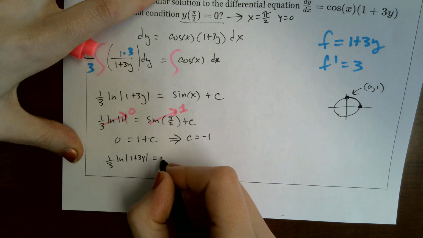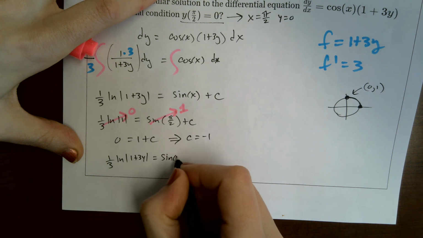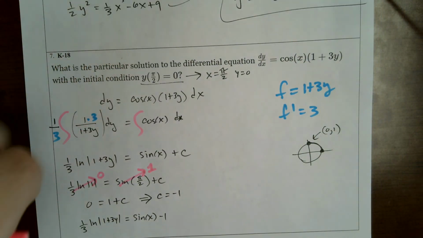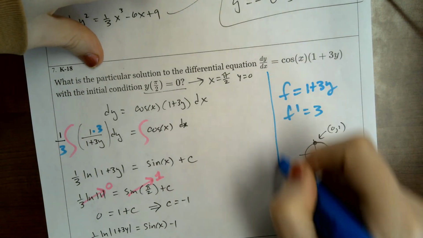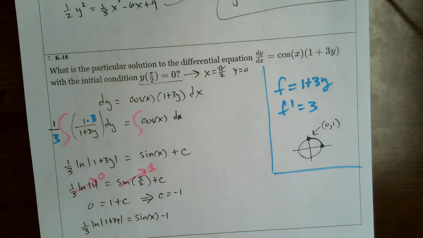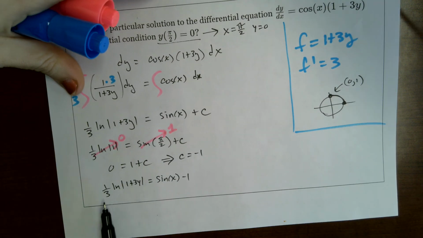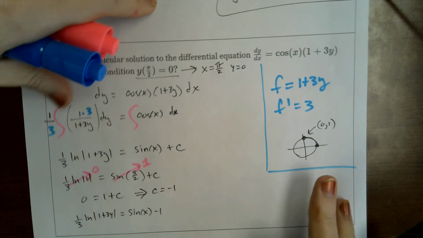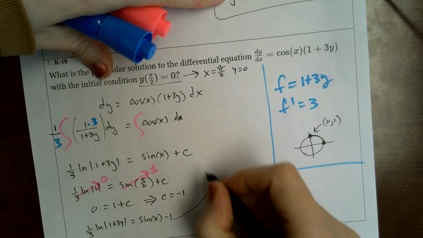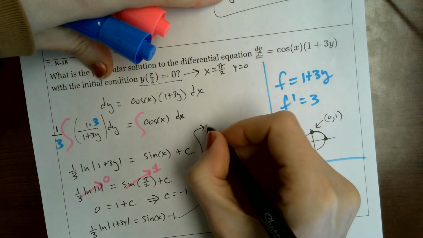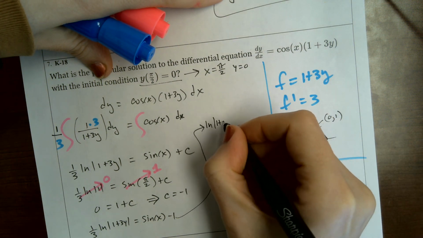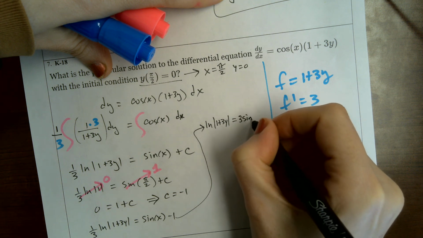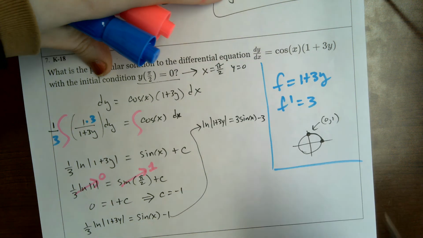equals sine of x minus 1. Now we need to solve for y. Okay. So I got to get rid of the 1/3, so I'm going to divide everything by a third, which means multiplying everything by 3. So this is natural log absolute value of this equals 3 sine of x minus 3.